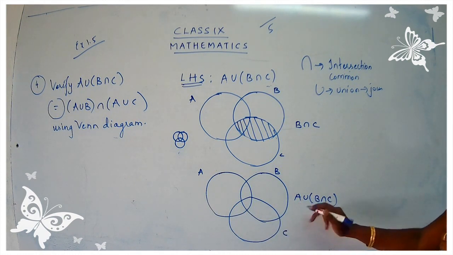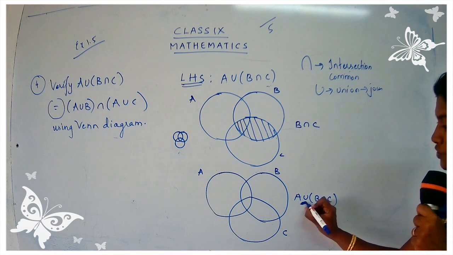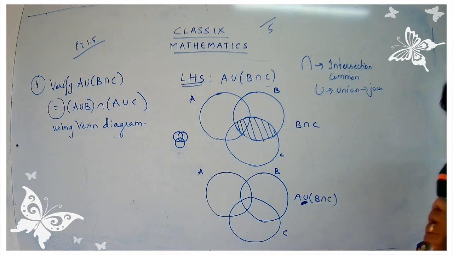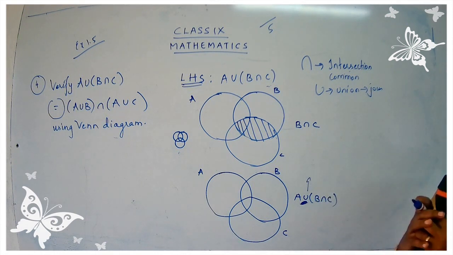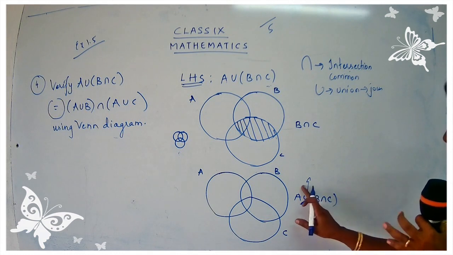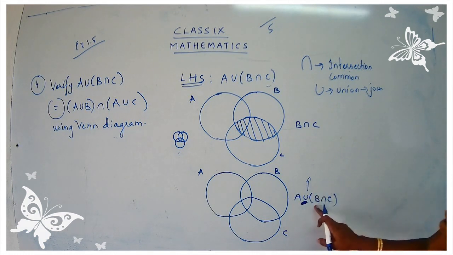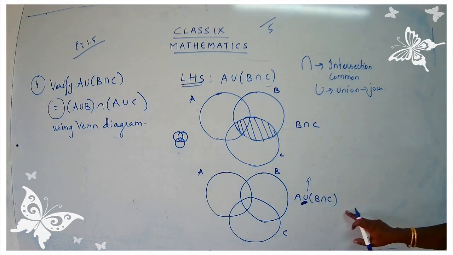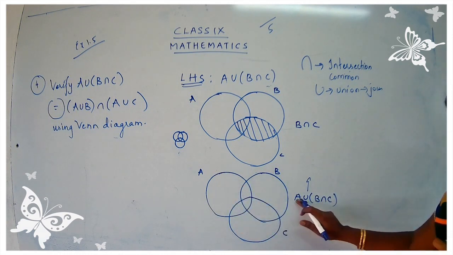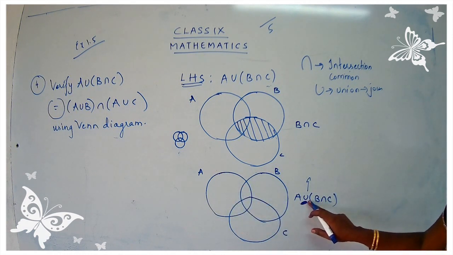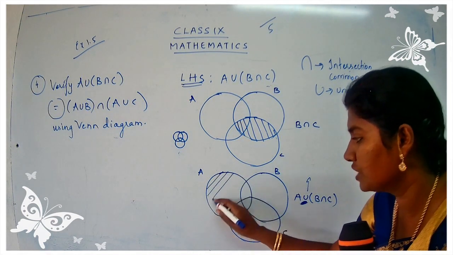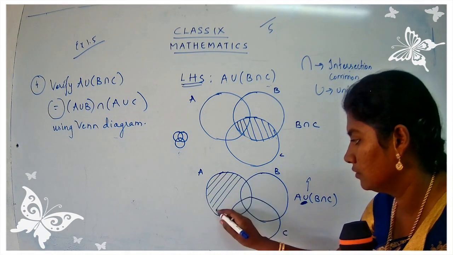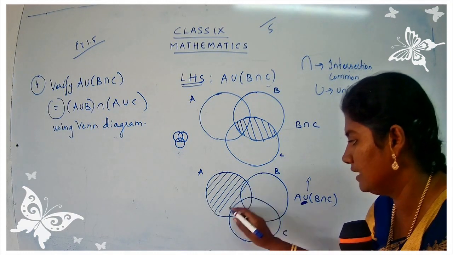First of all, I have told you, just go with the main sign. What is the main operation here? It's union. So when you talk of union, you are going to combine. So what are you going to combine? You are going to combine the set A with B intersection C. So I am going to shade A first because I am going to use union. So shade A properly. You are going to shade A fully.